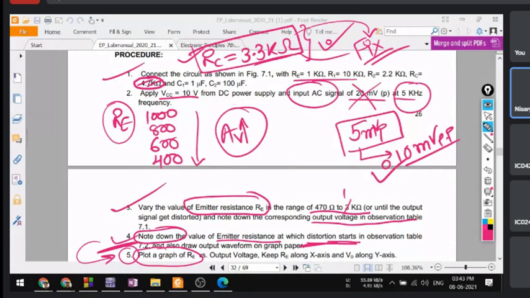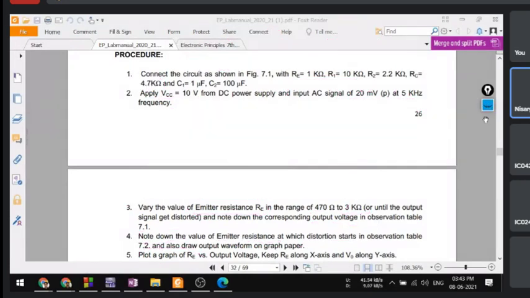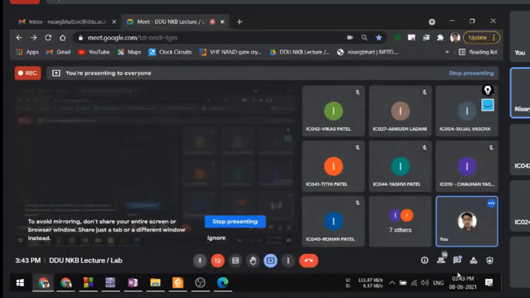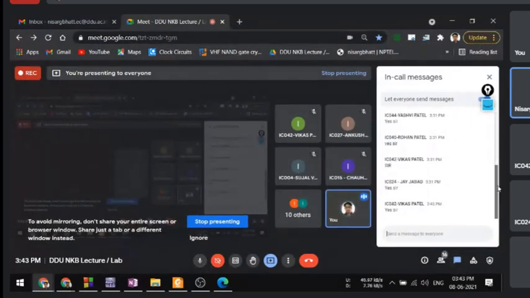RE we have to decrease in today's experiment. Why? So please tell me, did you get it or not? Did you get it, student?